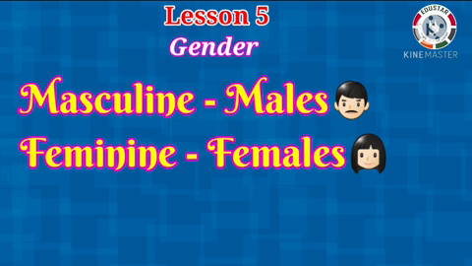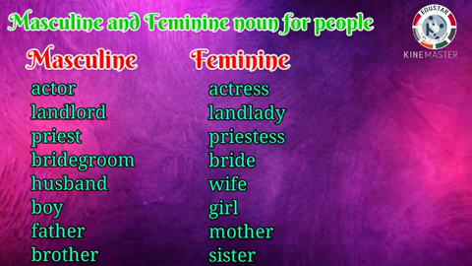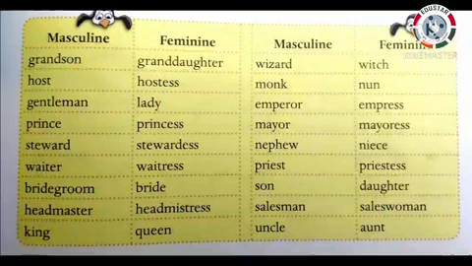The masculine and feminine nouns are used for people as well as animals. Let's see some examples of masculine and feminine nouns for people. Actor, actress. Landlord, landlady. Priest, priestess. Bridegroom, bride. Husband, wife. Boy, girl. Father, mother. Brother, sister. You can refer this box for more masculine and feminine nouns for people.